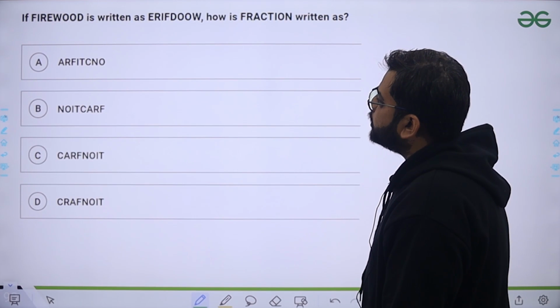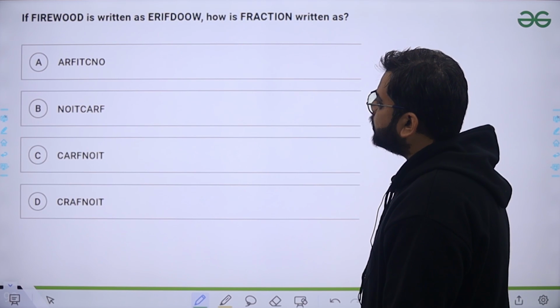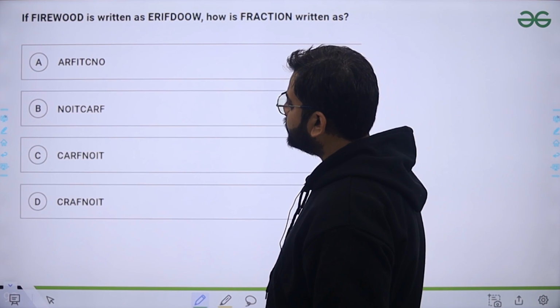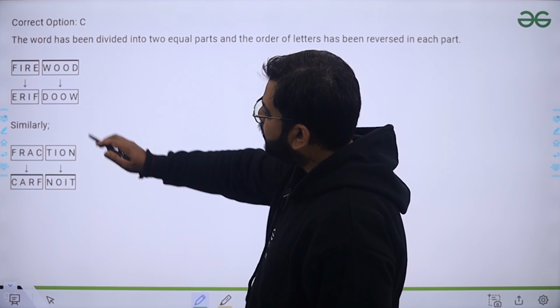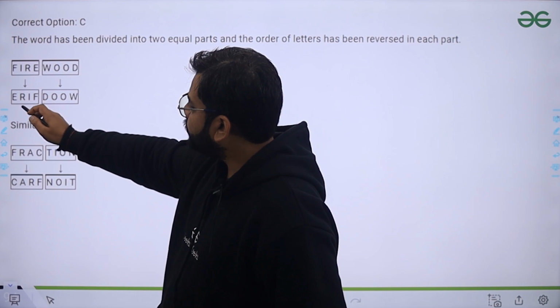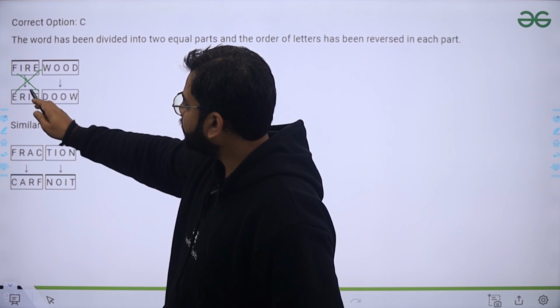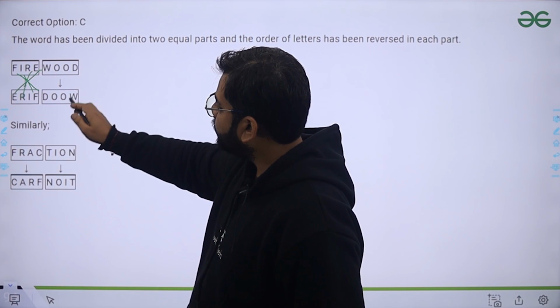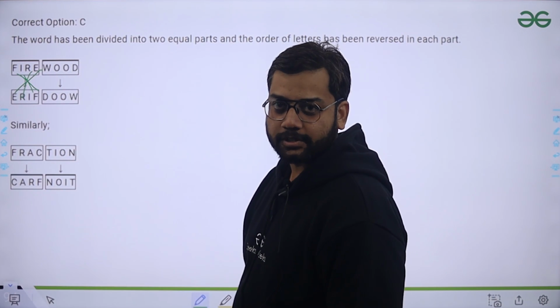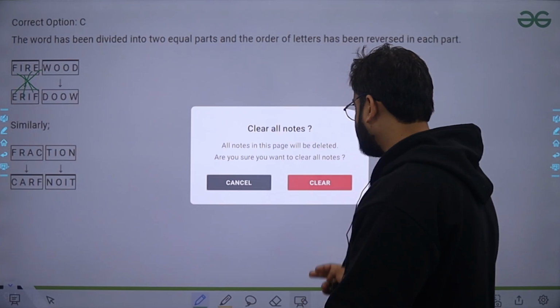If firework is written as ERIFWDWD, it's the shuffling between the words. You can see that Fire is just shuffling between the words. F is written here, E is written here, and there is a shuffling of this. So the same, we have also written this, and we can also shuffle in this. These are the easy questions.